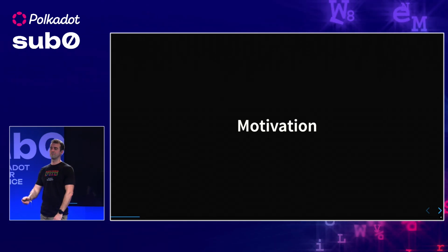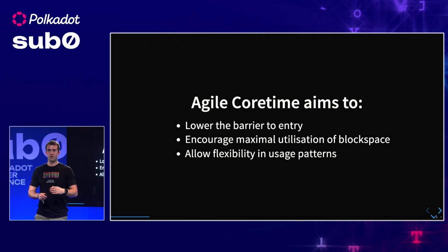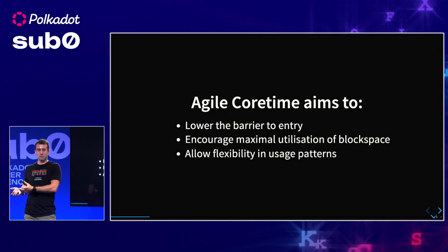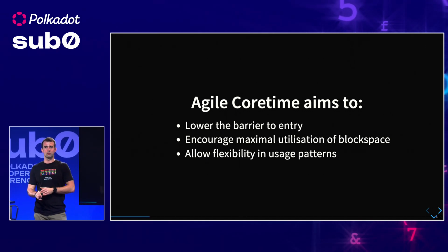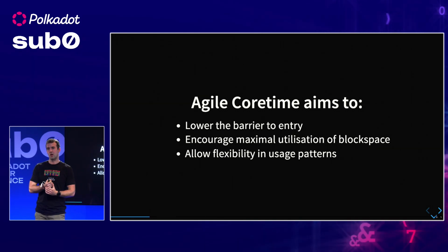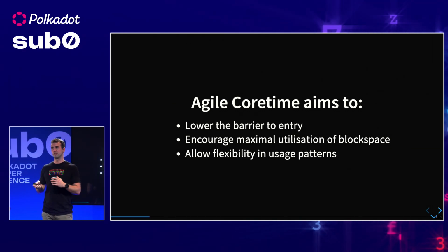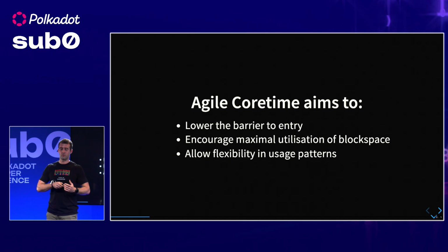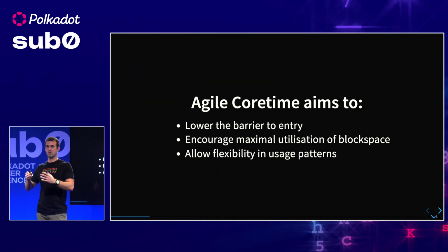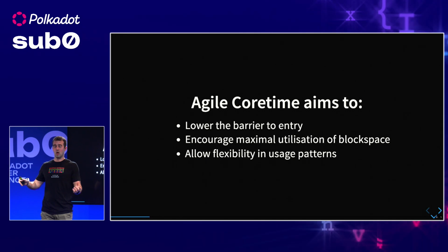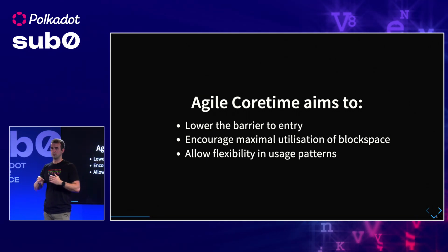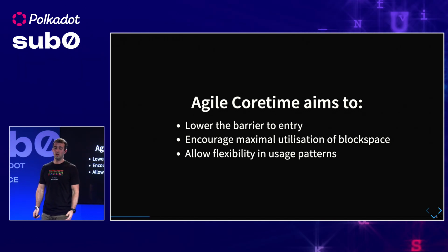So, the motivation. We can think about the motivation for Coretime by thinking about what Coretime aims to solve, because it aims to solve the issues that motivated it. It lowers the barrier to entry for people entering the ecosystem. Previously, with the auctions for a slot, there was a requirement to convince a large number of people to lock a large amount of DOT to enable you to bid for a slot.